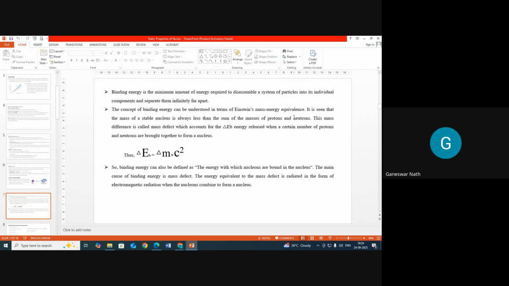The concept of binding energy can be understood in terms of mass-energy equivalence, that is, Einstein's mass-energy equivalence relation. It is seen that the mass of a stable nucleus is always less than the sum of the masses of its protons and neutrons. This mass difference is called the mass defect, and it accounts for the binding energy. That is why we can write the binding energy is equal to delta m times c squared, where delta m is the mass defect.